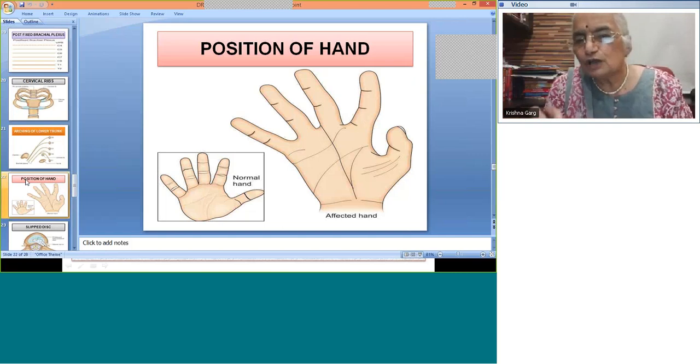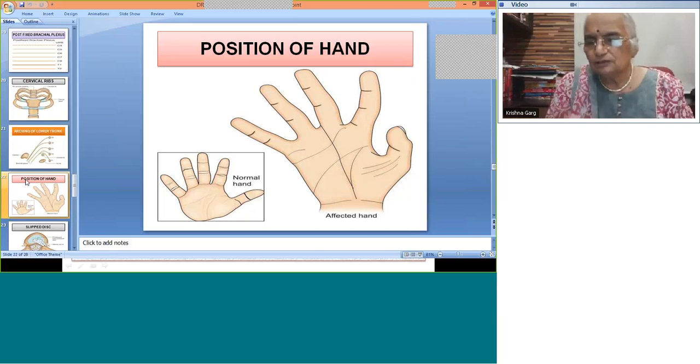The thumb is most important for opposing the fingers, for holding on to things, so that particular function will not be possible if these muscles are paralyzed.